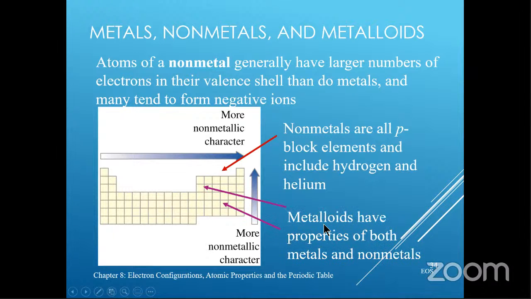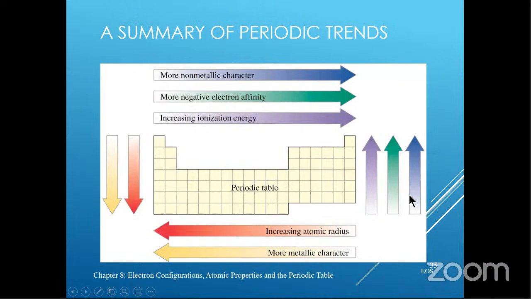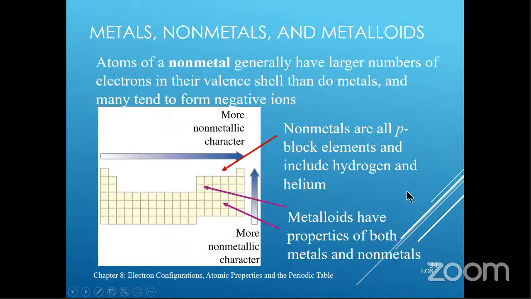And then we have metalloids, as we said before, and metalloids have properties of both nonmetals and metals, all right? And there are 7 metalloids, which I think I gave you a list of earlier, so you can refer to that list if you want to be reminded of what elements are metalloids.